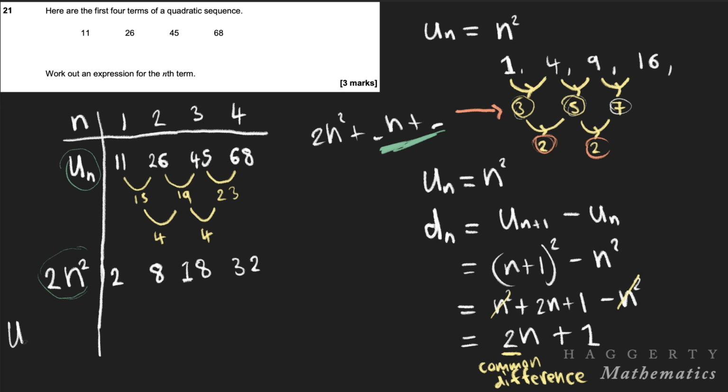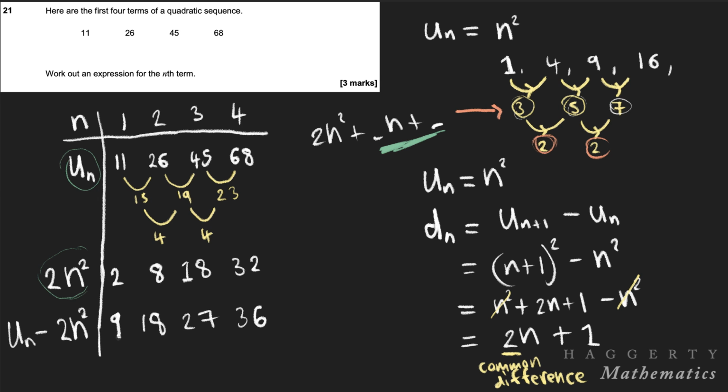So the nth term is un minus 2n squared. Let's go ahead and do it. So 11 minus 2, that gives us 9, right? 26 minus 8 is 18. 45 minus 18, arithmetic time. What is that? 45 minus 18 is 27, right? And then 68 minus 32, yeah, that's going to be 36 here, right?